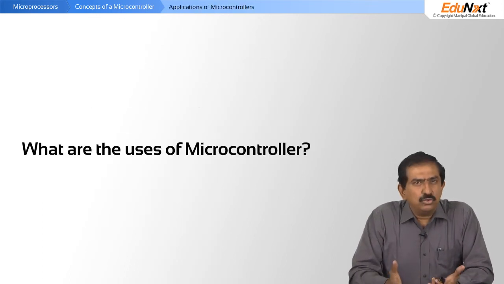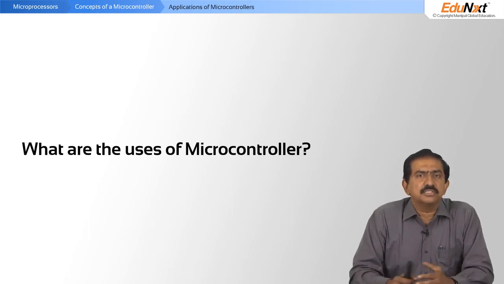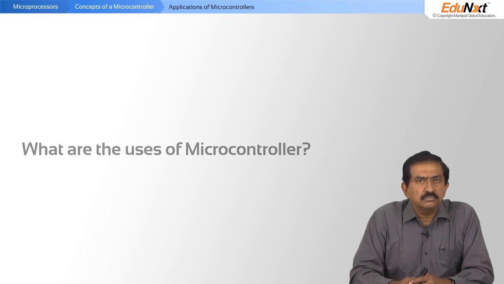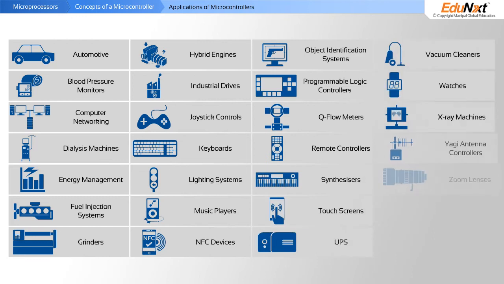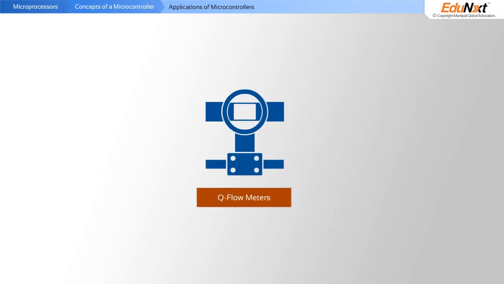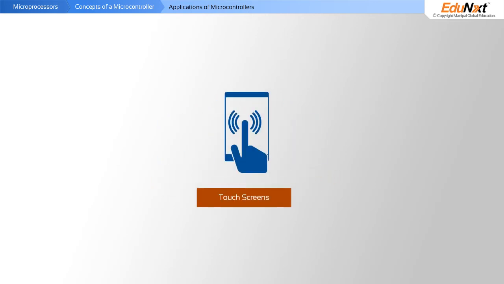So what can you use a microcontroller for? Actually, I just can't make a list. It is so big. Starting from A for automotive all the way to zoom lenses, you can have microcontrollers in between. You're talking of flow meters. They could have microcontrollers built into them. You could talk about touch screens. I mean, these are touch screens. They have microcontrollers in them.